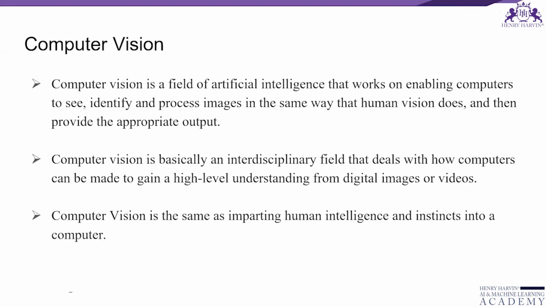Computer vision is basically an interdisciplinary field that deals with how computers can be made to gain a high level understanding from digital images or videos. So what do we do with this computer vision? We can extract, analyze, and understand useful information from an individual image or a sequence of images. It's a field of AI that works on enabling computers to see, identify, and process images in the same way that human vision does, and then provide the appropriate output.